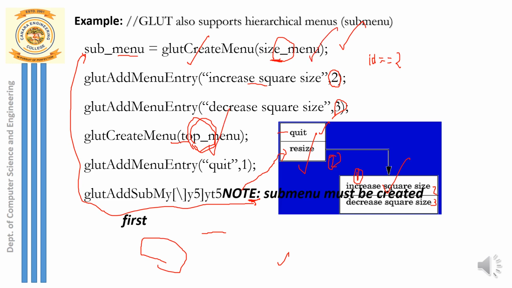Similarly, the top menu function can also be defined separately. What do you do? If ID is equal to 1, here ID 1 is used, then call the exit function. So that is a condition that you are going to assign.